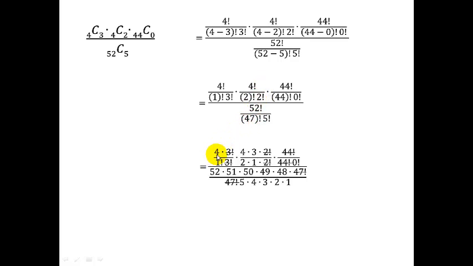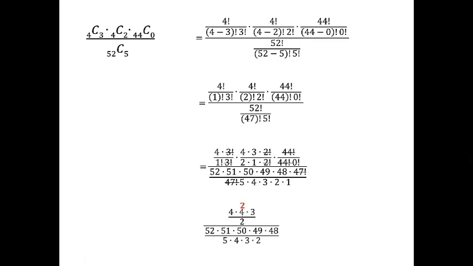Expanding our factorials and simplifying, we have 4 times 3 factorial, which simplifies. 4 times 3 times 2 factorial, which will also simplify, and expand out my 2 factorial to 2 times 1. 44 factorial will simplify with 44 factorial. Remember, 0 factorial is in fact 1. 52 times 51 times 50 times 49 times 48 times 47 factorial, which will simplify with the 47 factorial in the denominator, and expand out my 5 factorial to 5 times 4 times 3 times 2 times 1.